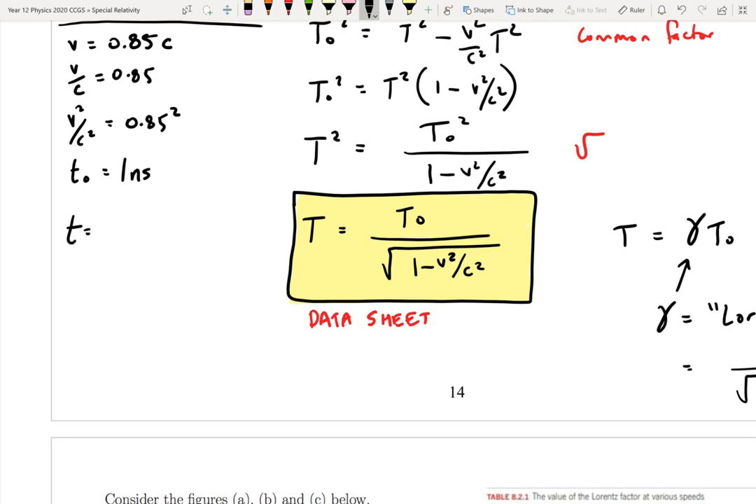It's going to be t0 over the square root of 1 minus v squared on c squared. It's going to be 1 nanosecond over the square root of 1 minus 0.85 squared. That's a lot easier to write into your calculator. Okay? And so out spits 1.90 nanoseconds.